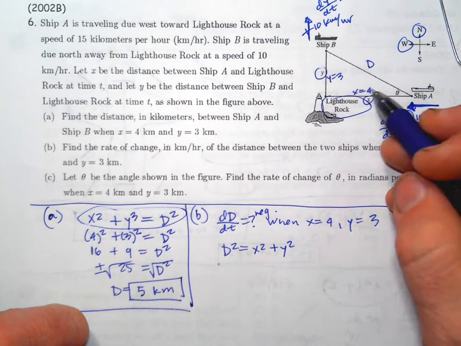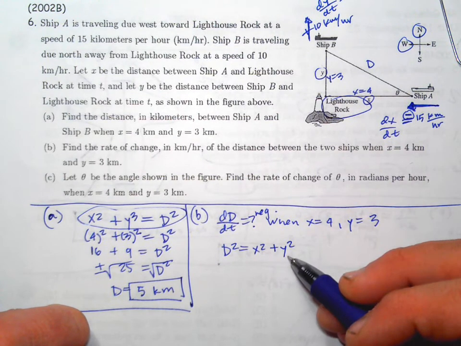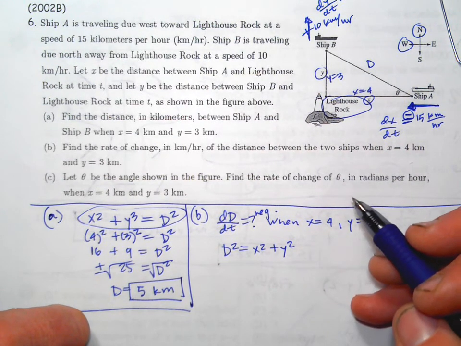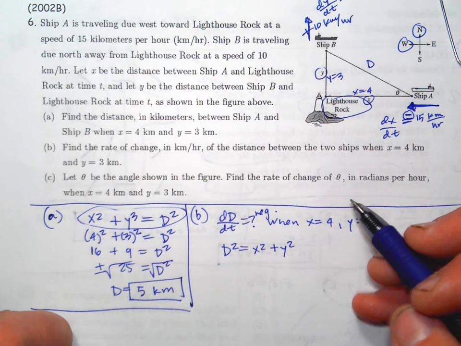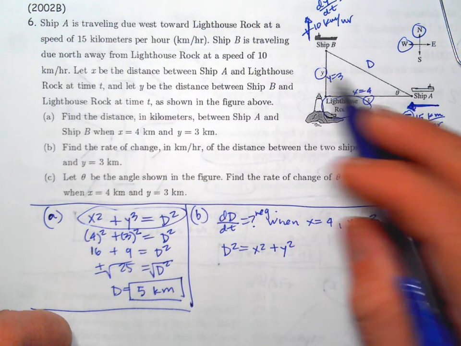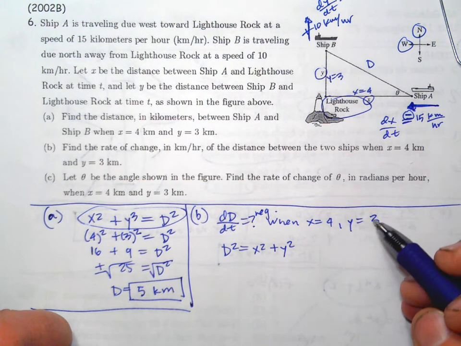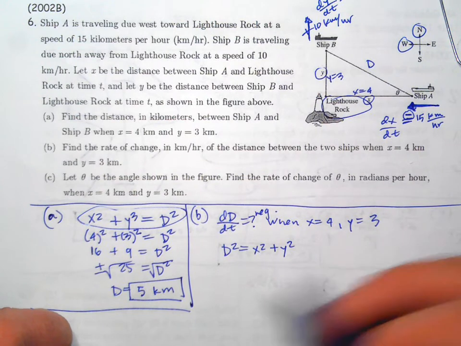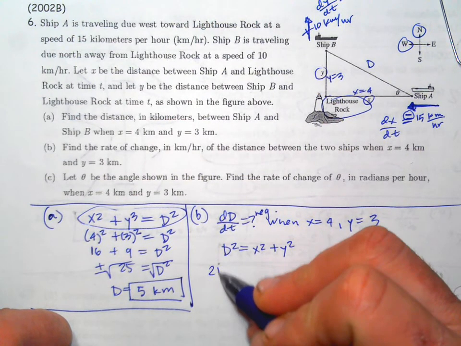So can we plug x equals 4 and y equals 3 before we take a derivative? If we can, it really simplifies the derivative. We can't. Those are changing. Those are just the values at a certain time. But in general, x is changing, y is changing, D is changing. So we're going to take the derivative implicitly.